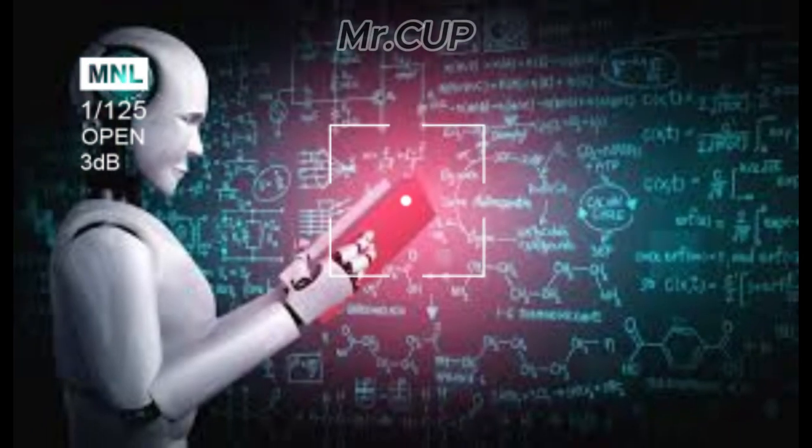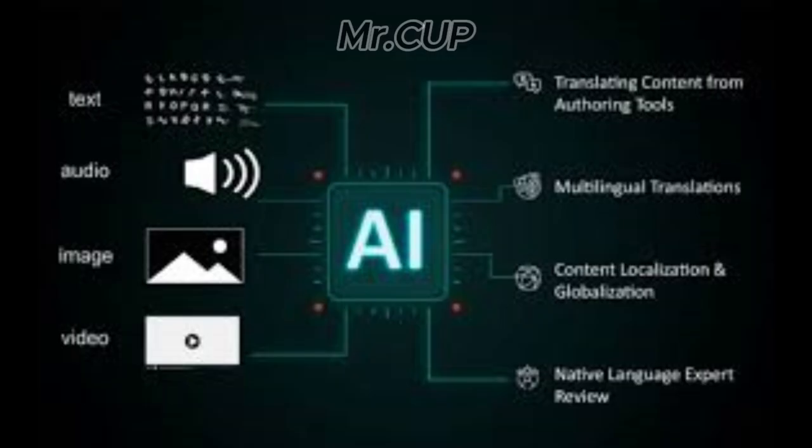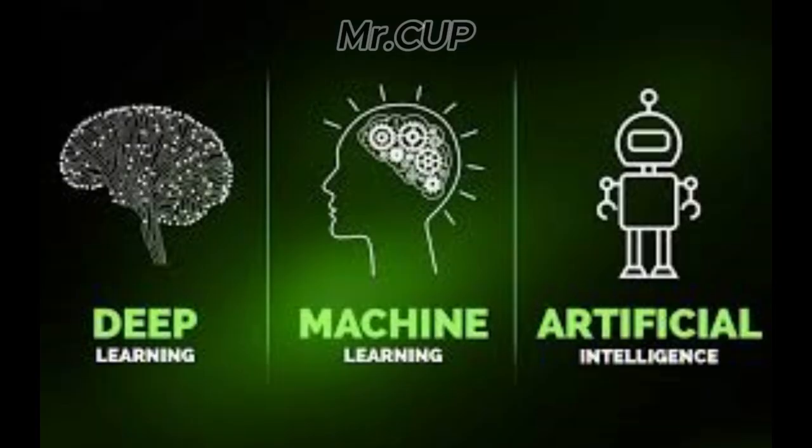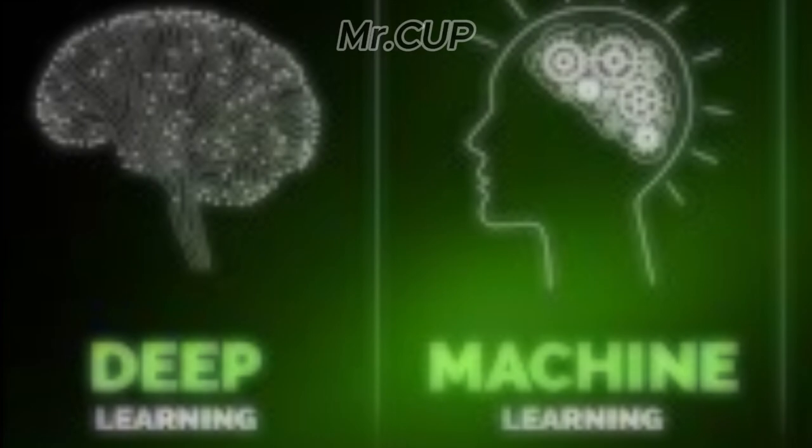AI is used in various fields like healthcare, education, agriculture, finance, and daily tech such as smartphones and smart assistants. There are three main types of AI. Narrow AI, which is designed for specific tasks. General AI, which can perform any intellectual task like a human. And Super AI, a future concept where machines surpass human intelligence.